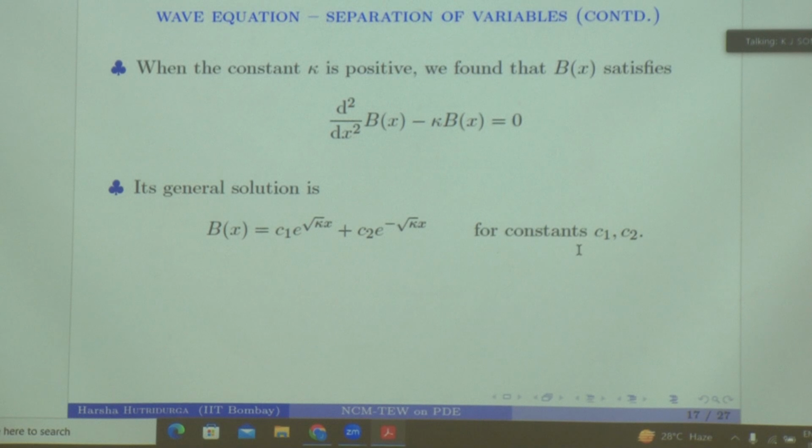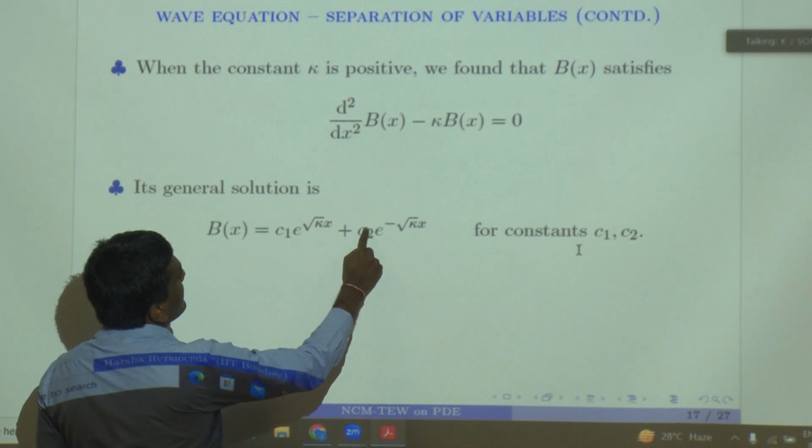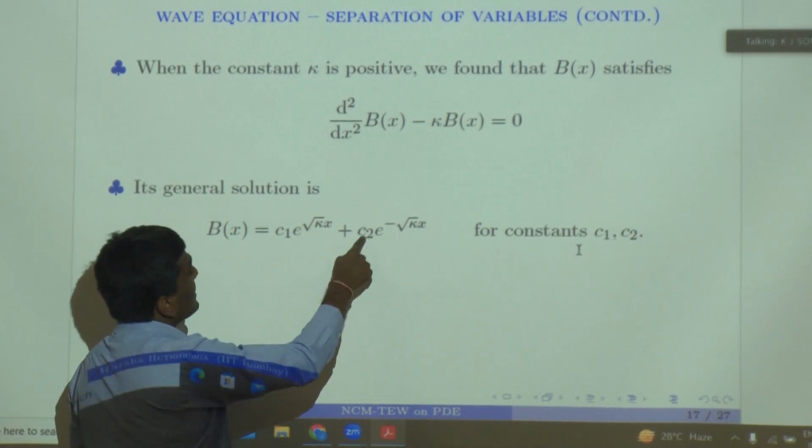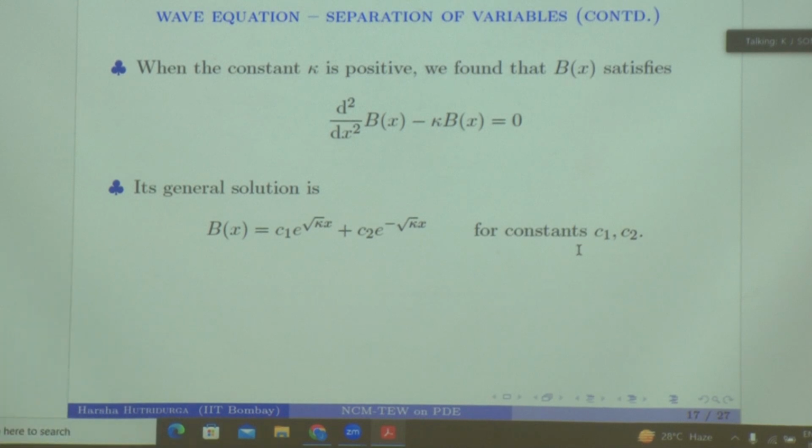Now you take B of L to be 0. That means e to the square root of kappa times L, and C2 is minus C1, so you get minus C1 times e to the minus square root of kappa times L. Because the exponential never vanishes, the coefficient should vanish. That means C1 will vanish. First you show that C1 is the negative of C2, and then you show that C1 should be 0.